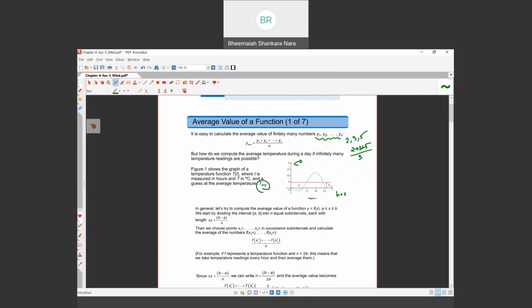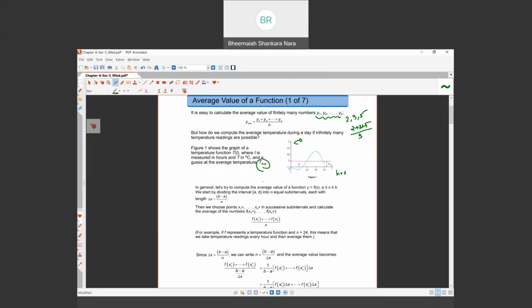So in general, when we want to compute the average value of any given function y equal to f of x, this graph is like y equal to f of x, where you have x lying between a and b, all we do is we divide the interval ab into n equal intervals, and then we calculate the width of each interval, which is b minus a, the rightmost endpoint minus the leftmost endpoint, divided by n. Then we choose sample points x1 star, x2 star, all the way up to xn star in these intervals.